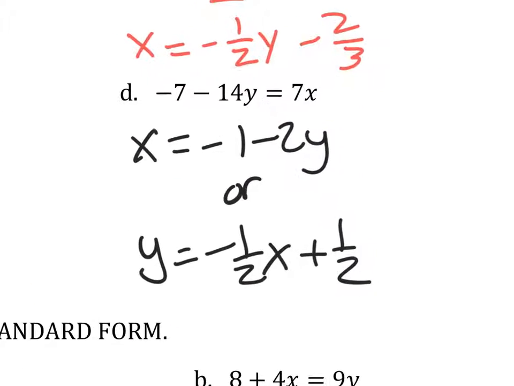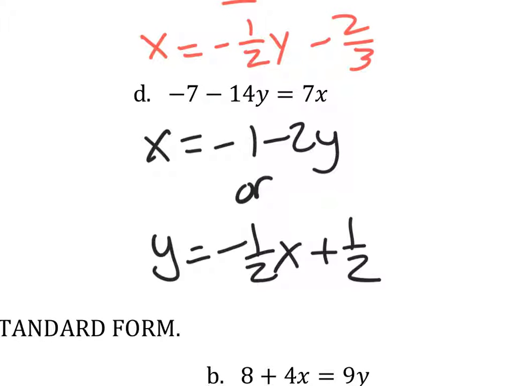And then our last one, D, similar situation to letter B, where all the terms are divisible by 7, which is what's in front of x.